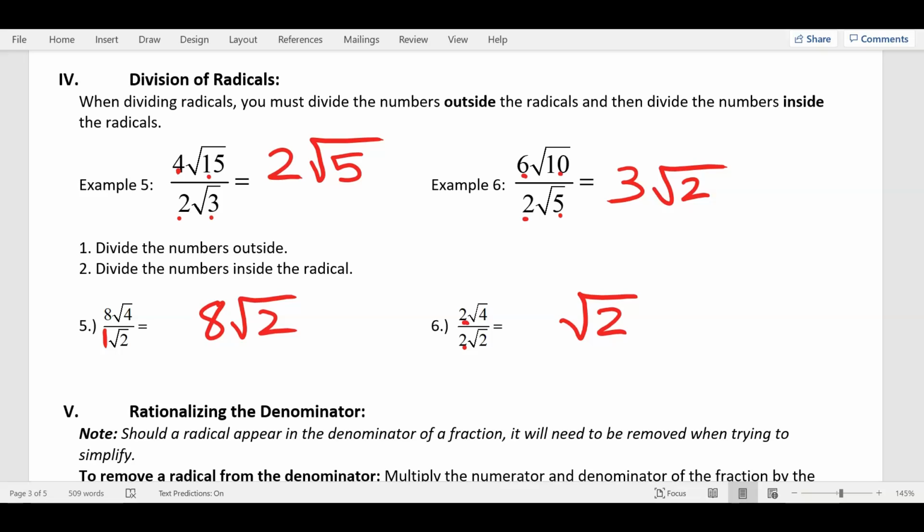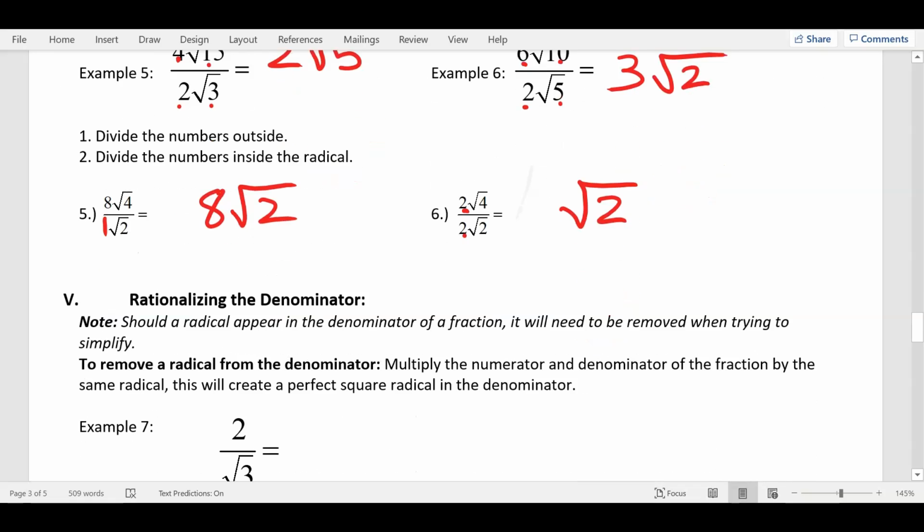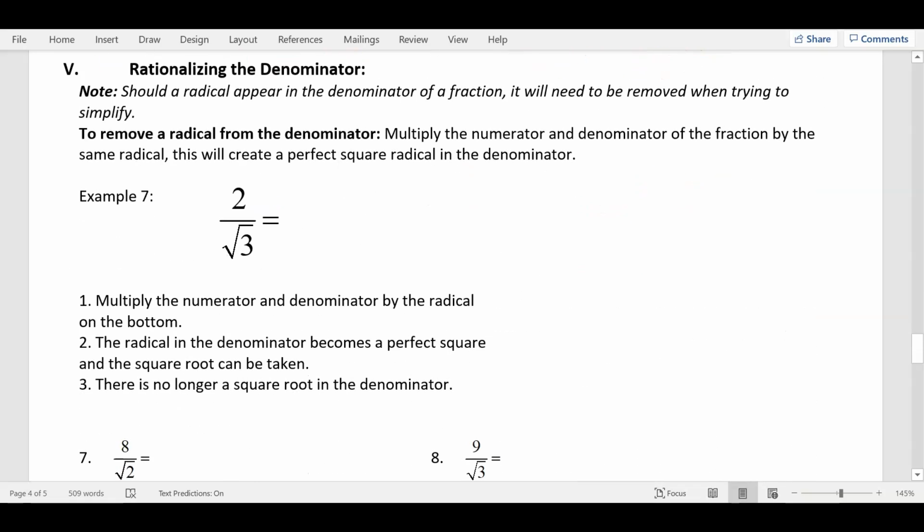Everything's good. Now, this part, rationalizing the denominator. This can be confusing. So everyone's been paying attention, but I want everyone to lock in, okay? This doesn't have to be hard as long as you pay attention. Cool?